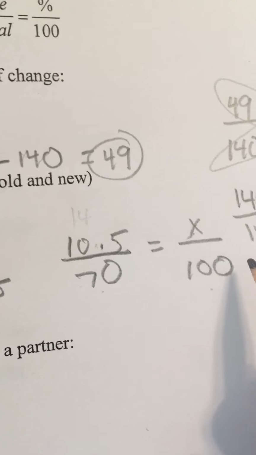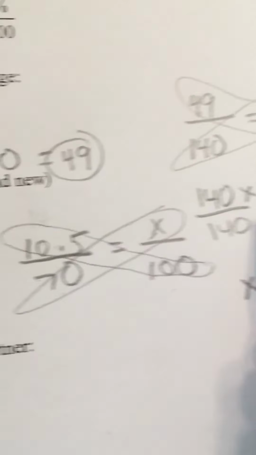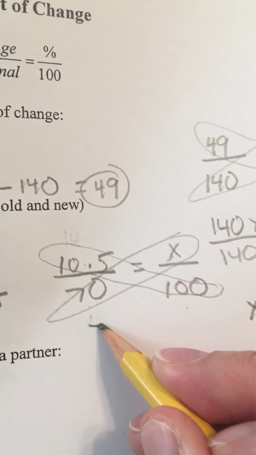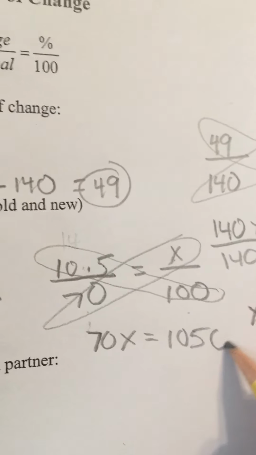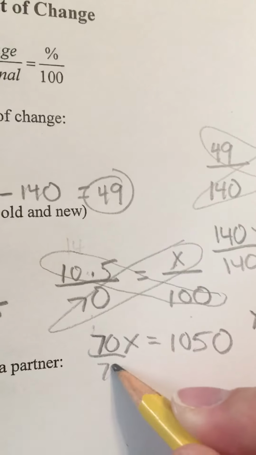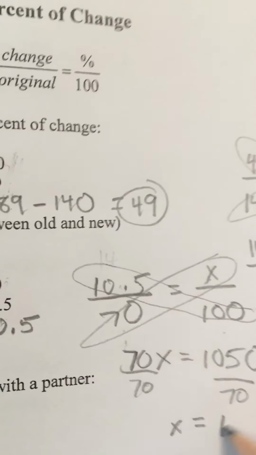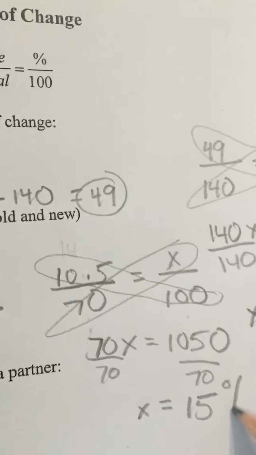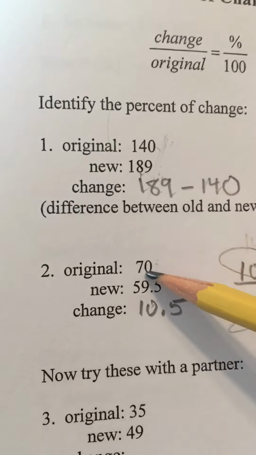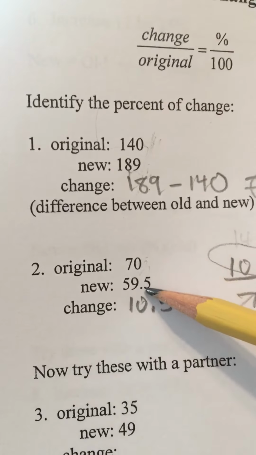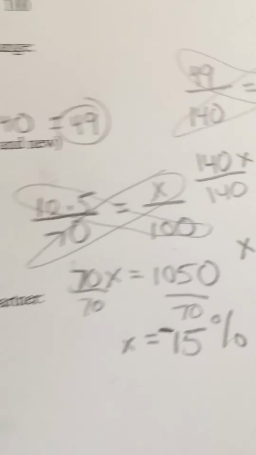Again, you do the cross product properties rule, say the cross products equal each other, and I get 70x equals 1050. Divide by 70, divide by 70, x equals 15. So this is a 15% change. Let's decide if it's an increase or a decrease. Well, if it went from 70 to 59.5, that's a percent decrease.